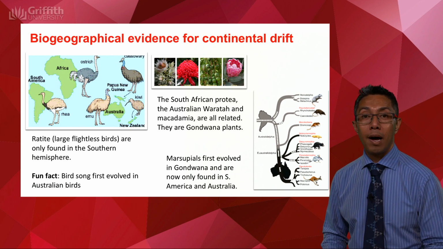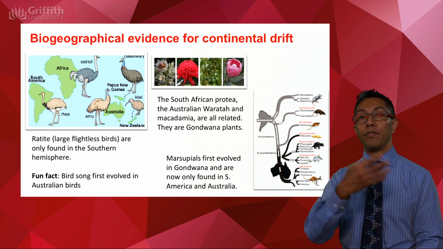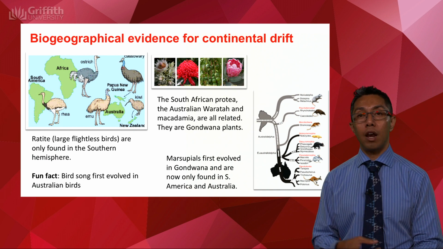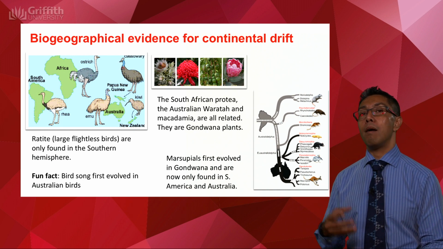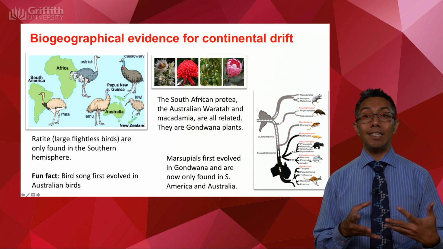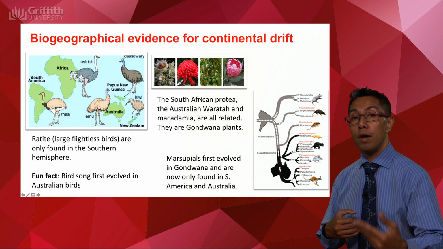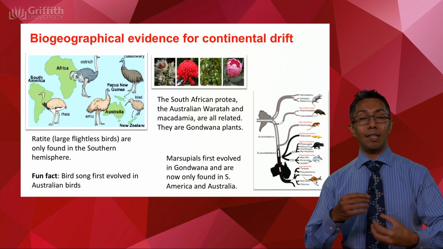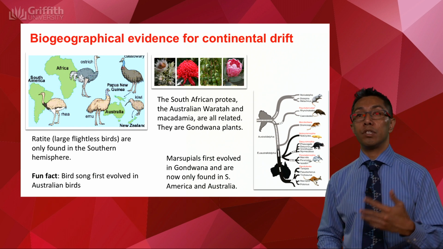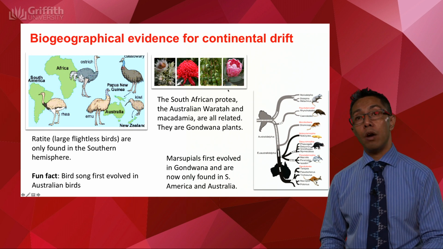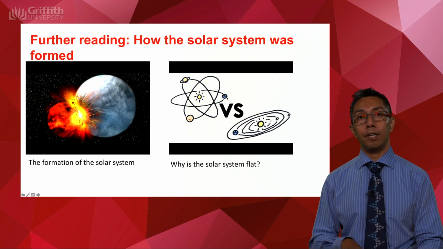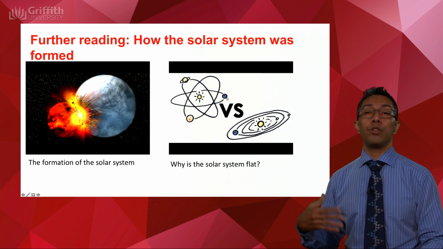And the same thing with marsupials. So marsupials are one of the first experiments that life had when it came to these new kind of animals called mammals. And the marsupials first evolved on Gondwana, and that's why we see them in not only South America, but also Australia. We see them in the fossil record, but we also see them in living animals. So we've got the opossum over in South America, and we've got the full suite of marsupials here in Australia, okay? So, some further reading.